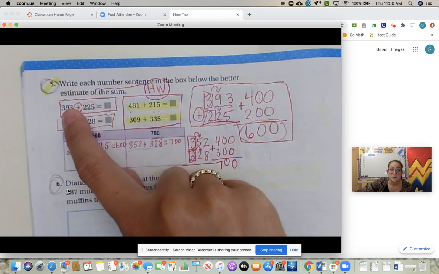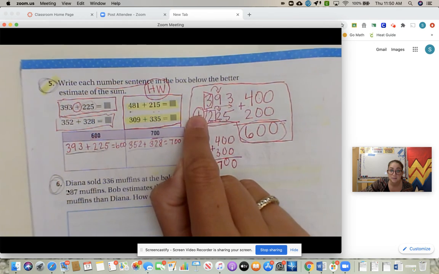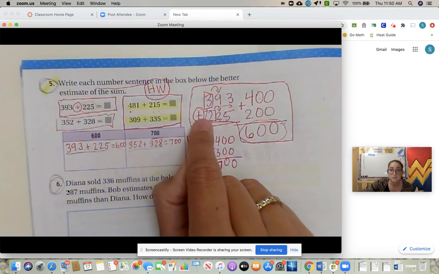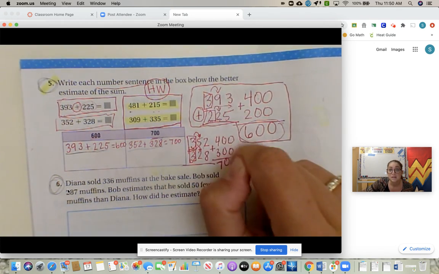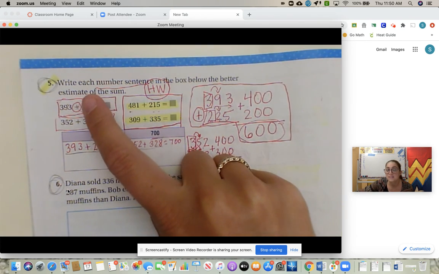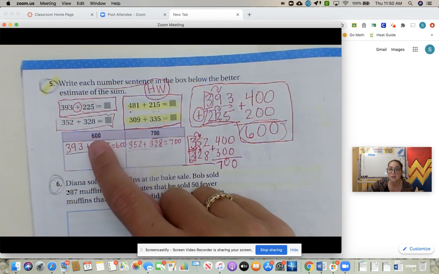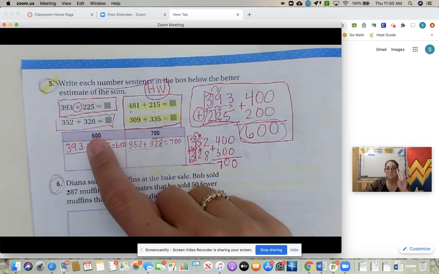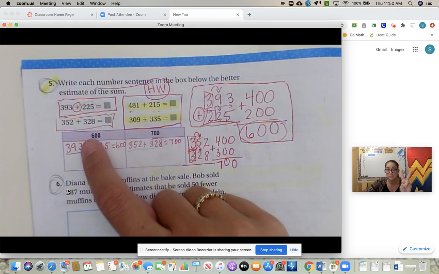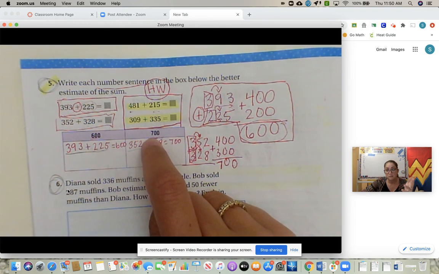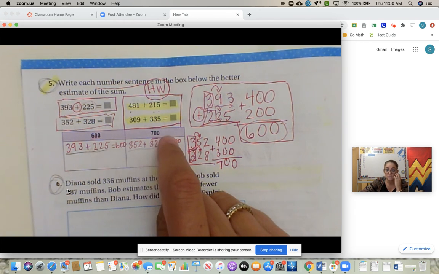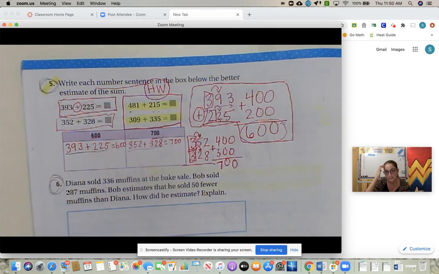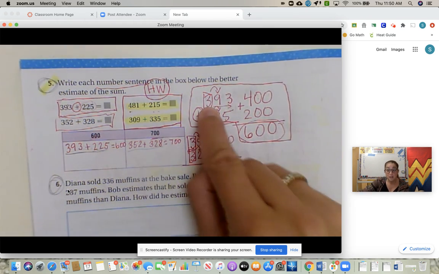So 393 plus 225. And then you round. You have to round to the hundreds. It's not in the directions, but if you look at our box, our answers, you can only have 2 answers over here. It's either 600 or 700. Well, obviously, we're going to round to the hundreds, right? Because it has 2 zeros. So that's rounding in the hundreds place. Okay. So we box the hundreds place.